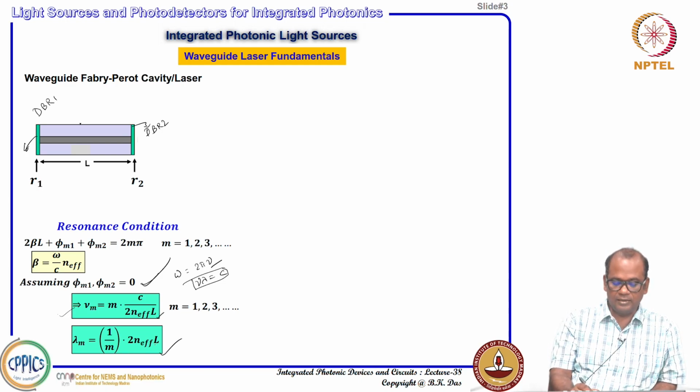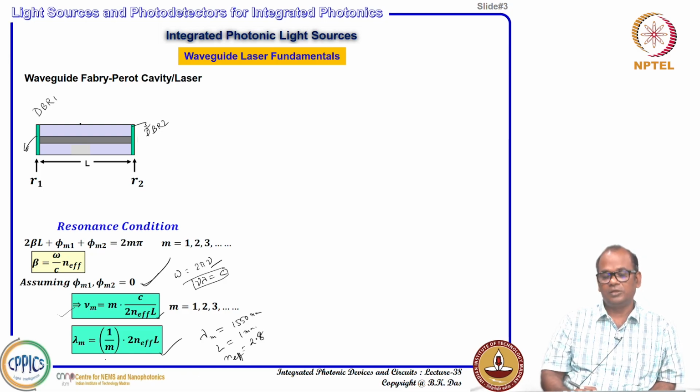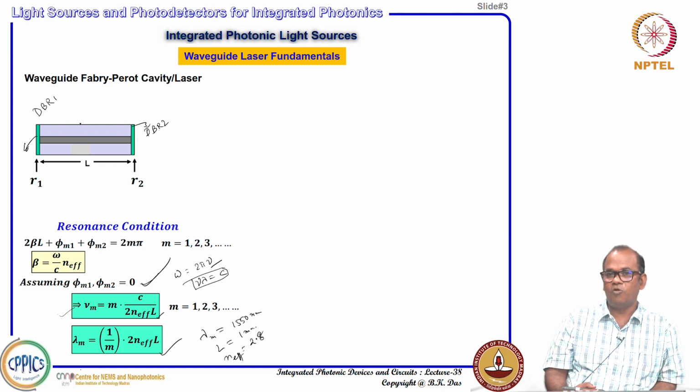So, depending on the length, you can find out, for example, if you want a resonance wavelength around 1550 nanometer, for a given length say equal to 1 millimeter, and n effective for a silicon waveguide, for example, around 2.8 or so, then you can find the value of m required. That is the integer value that would be considered as the order of the longitudinal mode. m is actually counting the order of the longitudinal mode. m equal to 1, then first order longitudinal mode, m equal to 2, second order longitudinal mode, because we are considering resonance in the round trip path.